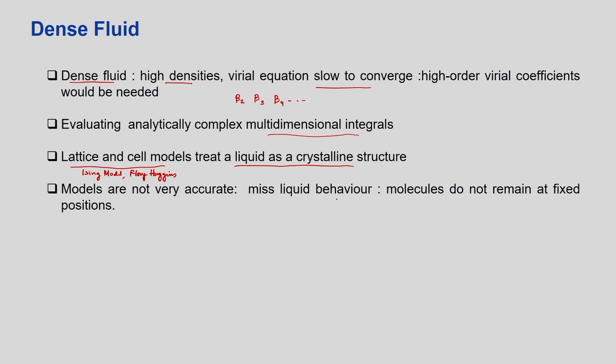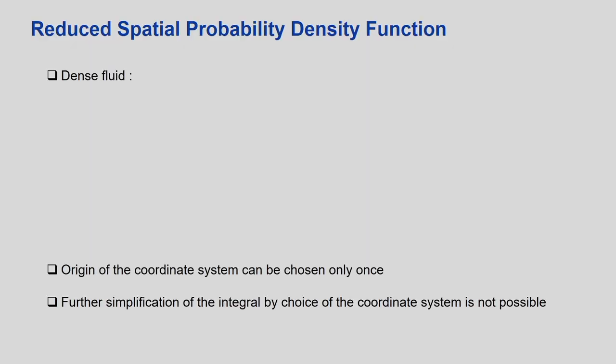As I told you, they will miss the liquid behavior, because the important point to be noted is that molecules do not remain at fixed positions. Suppose you have N atoms, and they are indistinguishable. Can you say this particular atom is in this position and another time it is in that position? You cannot differentiate, because all the atoms are the same. So it is very difficult to make out which atom is in which position. This brings us to the origin of the reduced spatial probability density function.